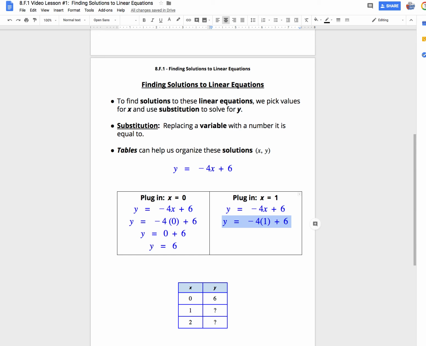Again, we would now follow order of operations. Negative 4 times 1 would just leave us with negative 4. We would then combine positive 6 with a negative 4. When we combine positive 6 with negative 4, it's really the same thing as 6 minus 4. That makes 2. We would plug our value of 2 in. We would continue this process to find other solutions.